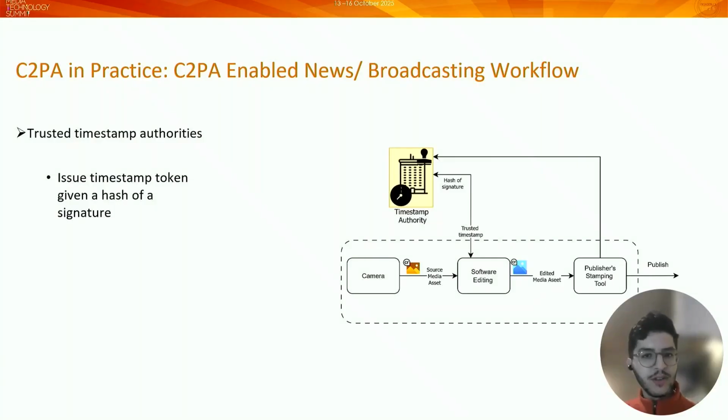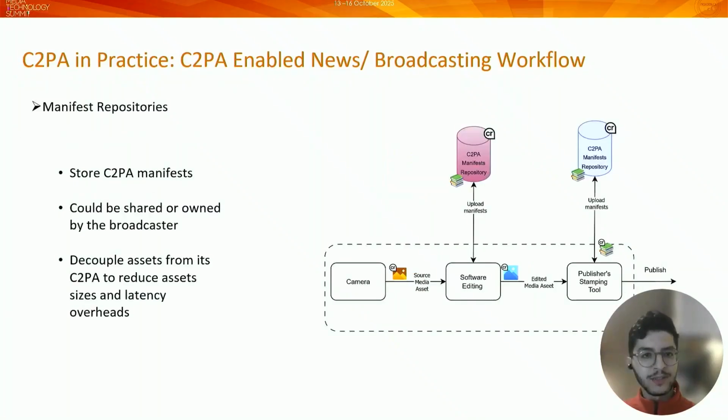These tokens prove when the manifest existed, preventing back or forward dating and strengthening long-term verifiability of C2PA content. Lastly, manifest repositories are network services that hold the C2PA manifest for media. They store C2PA manifests and make them retrievable by links, unique identifiers, or soft binding values. These repositories could be third-party owned or managed by the content publishers within their infrastructure.